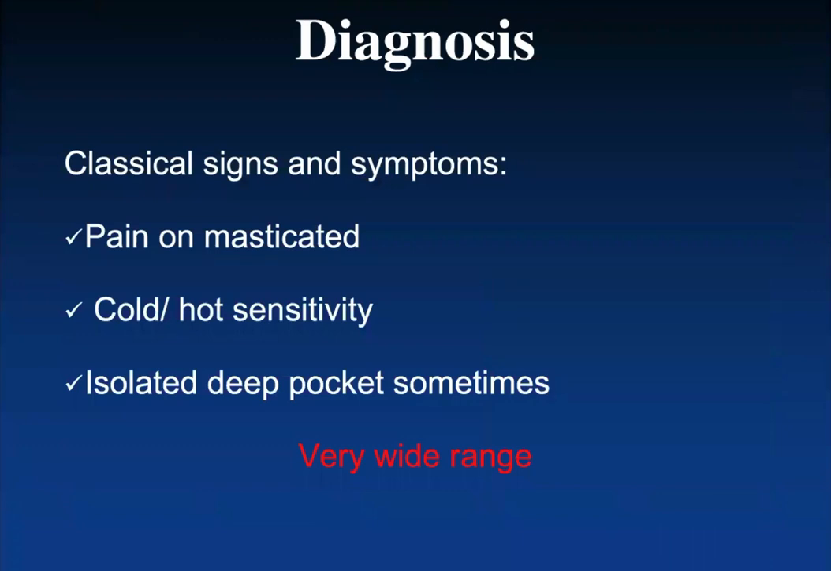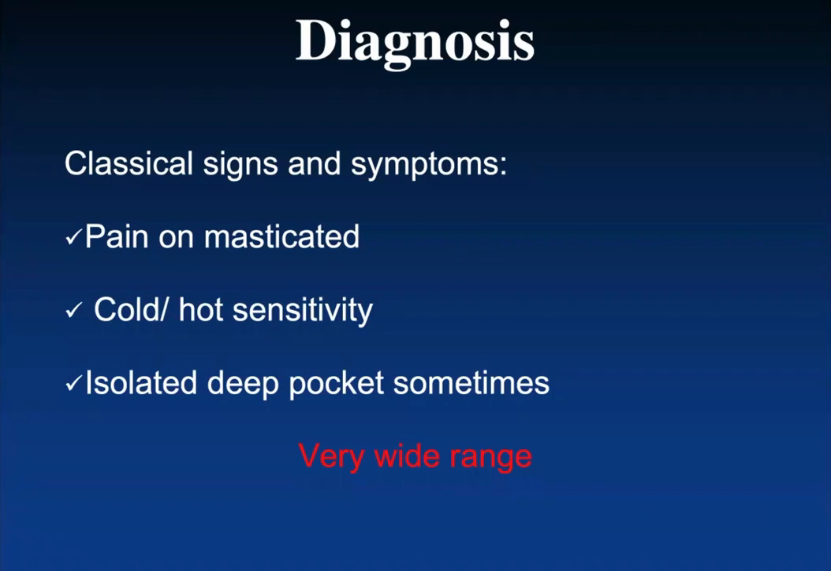So the classical signs and symptoms: pain on mastication, sometimes cold and hot sensitivity, sometimes an isolated deep pocket. Most of the cases that might be a puzzle for you are those with a shallow restoration or no restoration at all. The patient has pain when he bites on the tooth, maybe yes or no with cold sensitivity, and you don't know what's going on. You suspect maybe recession, maybe just intense sensitivity. In those cases, ideally, we suspect that it's a crack. So there is a crack somewhere, and we need to look for that crack.